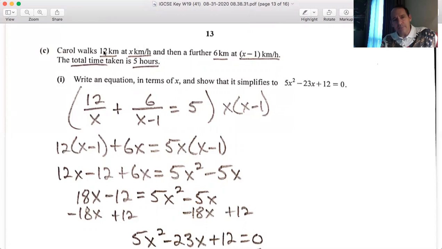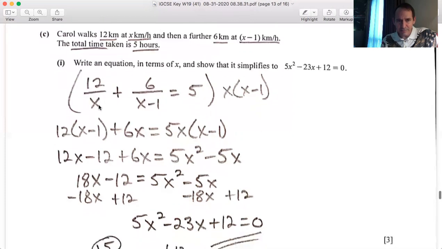So if you divide by the rate, that will give you time by itself. So distance divided by rate is time, plus this distance divided by rate is time here, and the two times together add up to 5 hours. So we want to clear our fractions. So we multiply the entire equation by x and x minus 1.